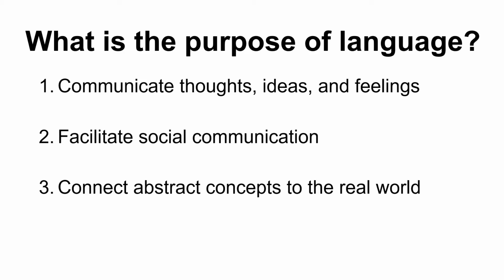Now that we've established what language is, how we acquire it, the stages we go through, and what parts of the brain might be responsible for producing language, let's look at some of the purposes or potential purposes for language. When we're using language, we're typically trying to communicate thoughts, ideas, and feelings, or we're trying to facilitate social communication. Or maybe we're trying to connect abstract concepts to the world.